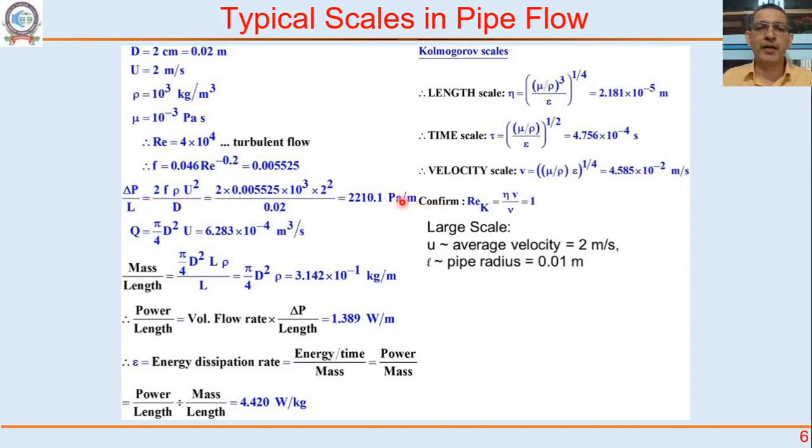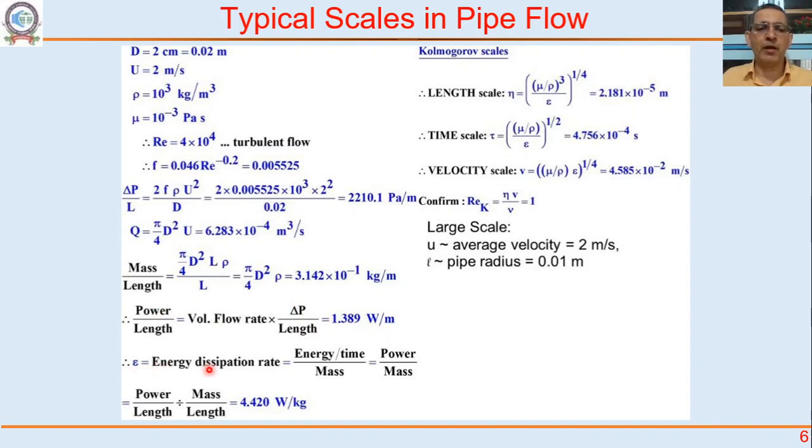Delta P we can calculate: 2 f rho V square, V average it is, square by D, gives delta P by L. You will get delta P from there. Flow rate is pi by 4 D square multiplied by V average. Calculate this. Do these calculations yourself. Values are given, but you do it yourself and make sure that you get these values. So mass per unit length of the pipe is pi by 4 D square L multiplied by rho divided by L. That will tell you 3.142 kg per meter. Power per unit length is volumetric flow rate multiplied by delta P by L, 1.389 watt per meter.